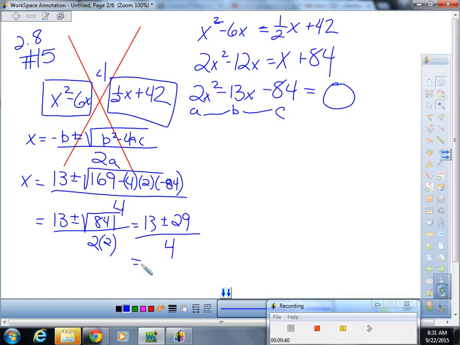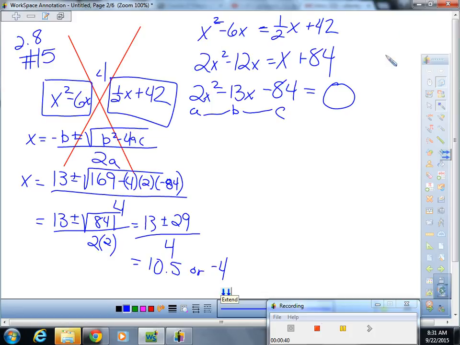What's 13 plus 29? 42 divided by 4 is 10.5. Okay, or 13 minus 29 is negative 16. Negative 16 divided by 4 is negative 4. So we've got two possible answers for our x. That's going to happen anytime we're dealing with x squareds. Well, not any time. Sometimes we'll get no solutions. Sometimes we'll get imaginary solutions. Sometimes we'll get one solution.